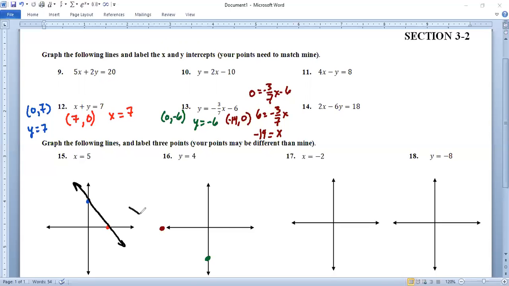And all right, let's see if we can do this. Oh, missed him just a little bit. Let's try again. There we go. Not bad. Okay, so that's number 13.